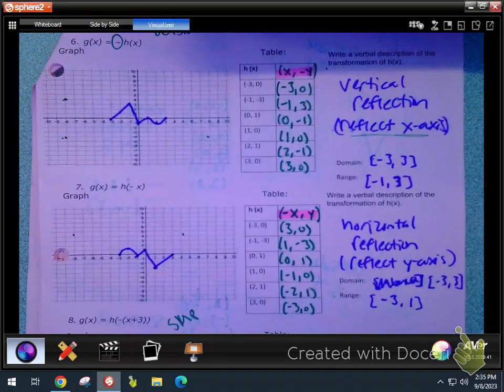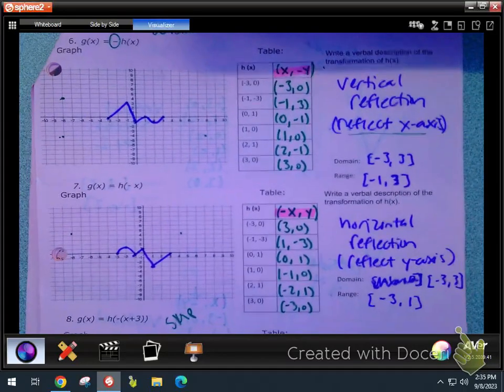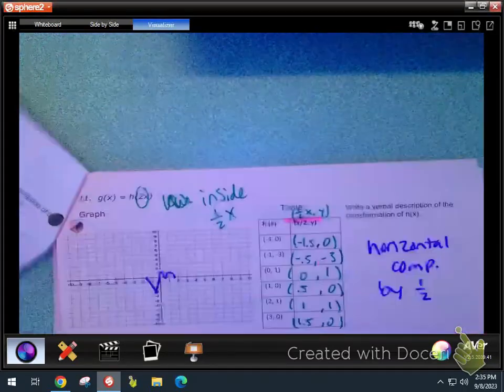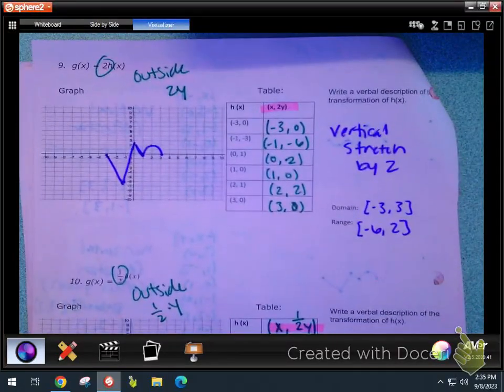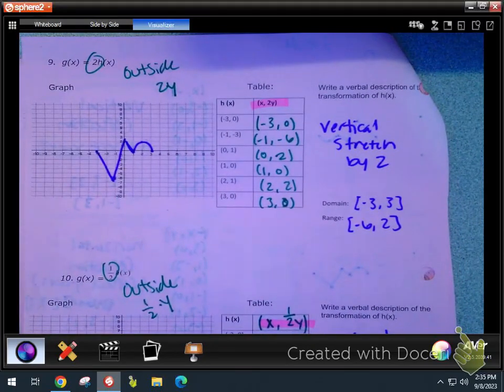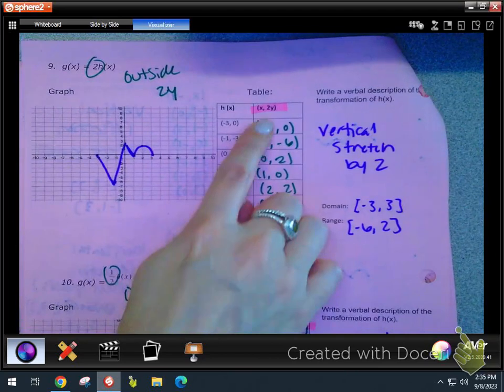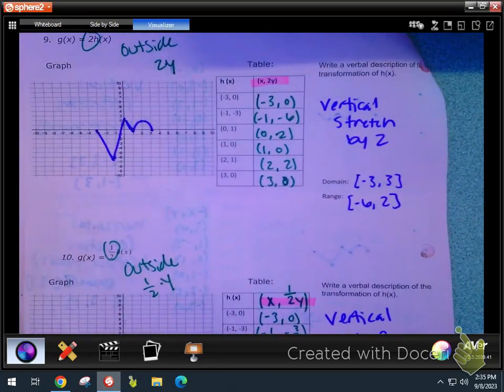We skipped number 8. I'll probably work out number 8 and put it on the key, but I don't have time to talk about it today. Then we get into the dilations. 9 and 10, both of these numbers were outside, okay? Outside is normal. Outside affects your y's, so our y's were doubled, and then our y's were cut in half. If you look at your graph, you can see what happened to it.